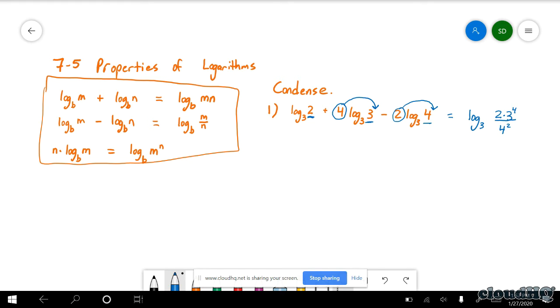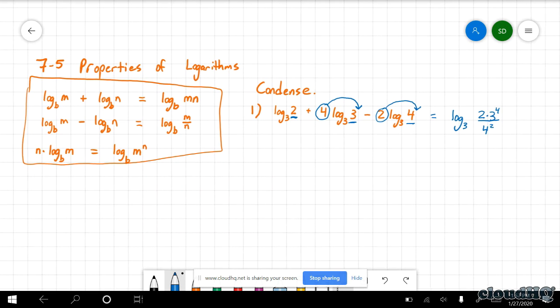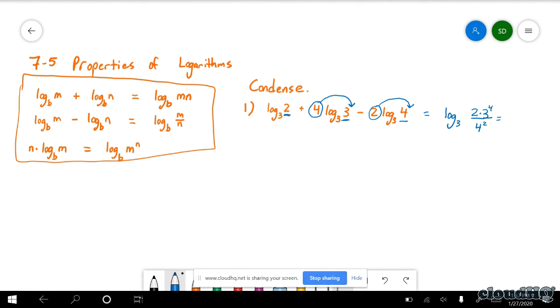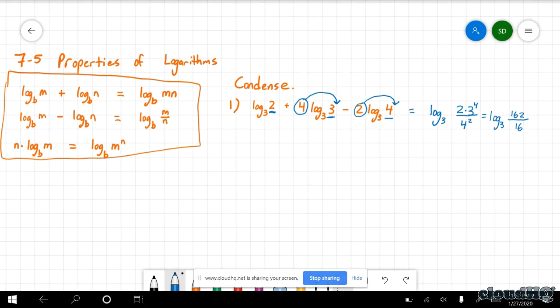I do want to simplify this problem. So there in the numerator, I have 2 times 3 to the 4th. Well, 3 to the 4th is 81. So I can take 81 times 2, 162. So 2 times 3 to the 4th is 162. In the denominator, 4 squared is 16. That fraction can be simplified because I can divide them both by 2. That's the only thing I can divide them by.